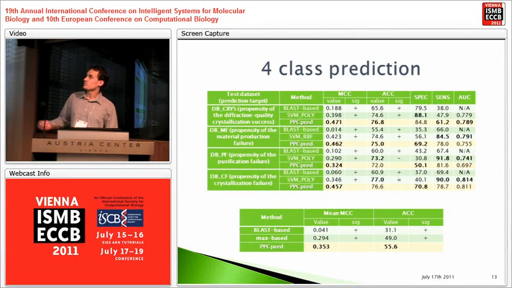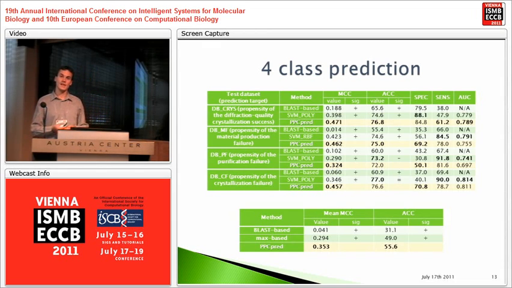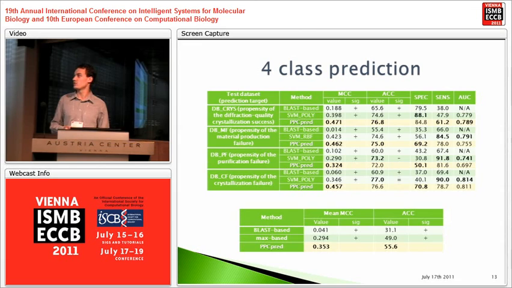For the 4-class predictions, we couldn't compare with previous approaches because, as I told you, they were designed to predict only whether the protein could crystallize or not. So we developed the blast-based approach, which is quite simple. It just looks for the closest homologue in the training data set and takes this homologue's label as the prediction. We also compared with the SVM used to predict the given step.